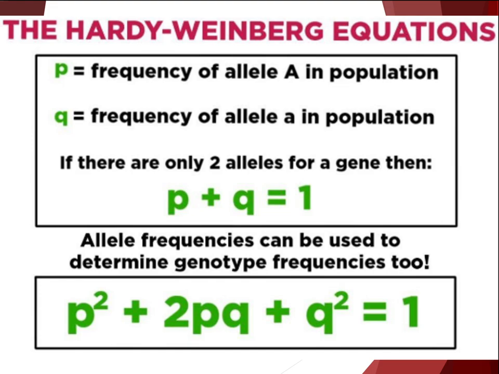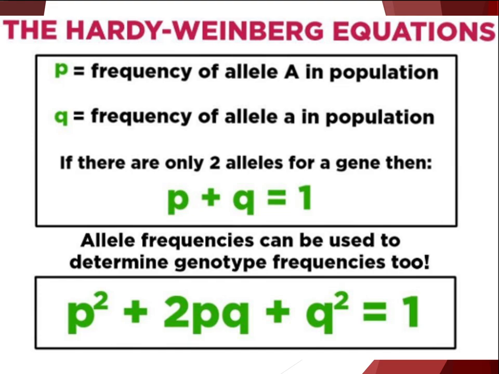The Hardy-Weinberg equation for a population in equilibrium is p squared plus 2pq plus q squared is equal to 1, where p is the frequency of the dominant allele and q is the frequency of the recessive allele. So, for a gene with alleles big P and little p, the equation representing possible genotypes in genetic equilibrium is the frequency of big P squared plus 2 times the frequency of big P multiplied by the frequency of small p plus the frequency of small p squared is all equal to 1.